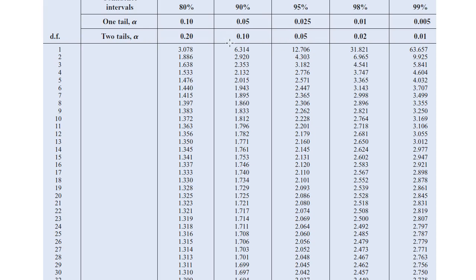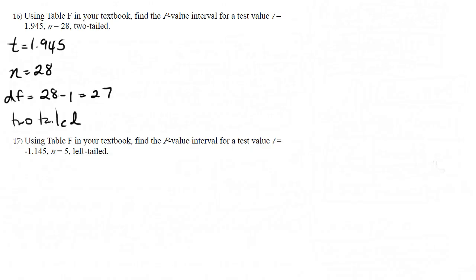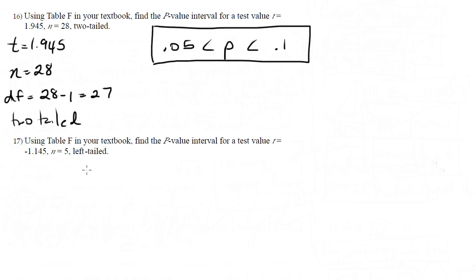5/100ths on the left and 1/10 on the right. So this alpha value has to be between 0.05 and 0.10. So the p-value has to be between 0.05 and 0.1, because this is a two-tailed test, so they automatically double the p-value like we did in the previous problem. So that's the p-value interval there.